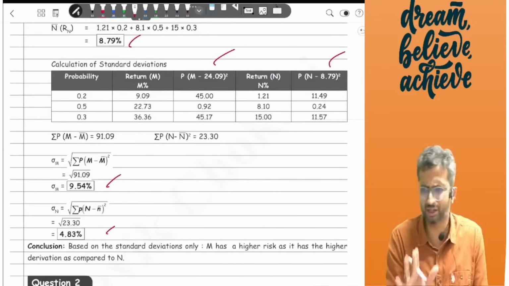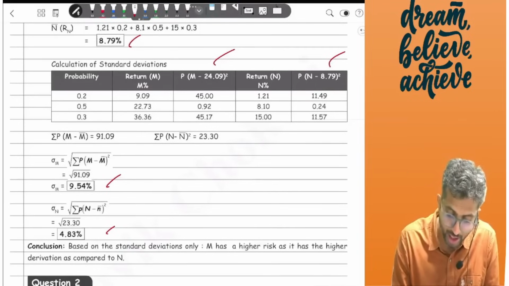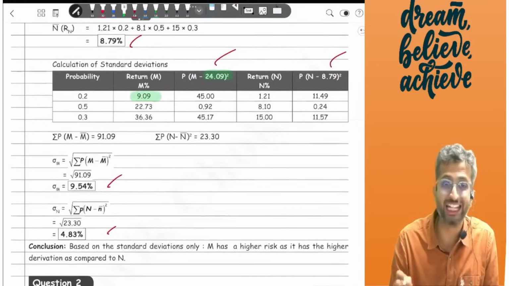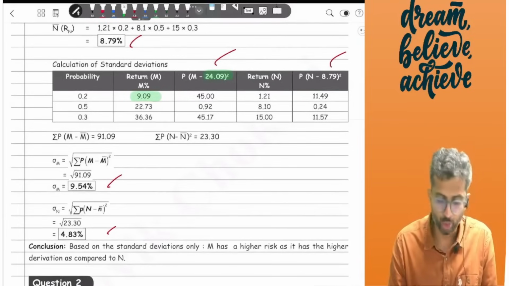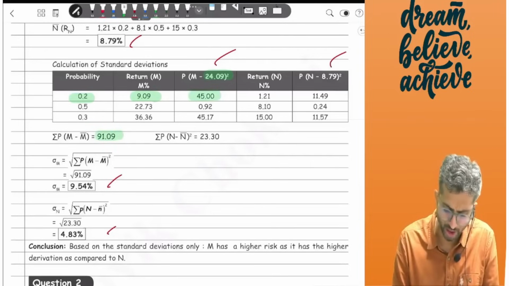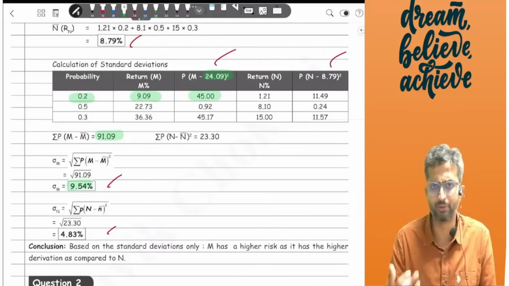So you will need some practice over here. X minus X bar the whole squared into P. So essentially what you're doing is 9.09 minus 24.09, squared, and then into 0.2, which comes to 45, and so on and so forth. If you do this, it will come to 91.09, you take the square root, and that will ultimately come to 9.54.